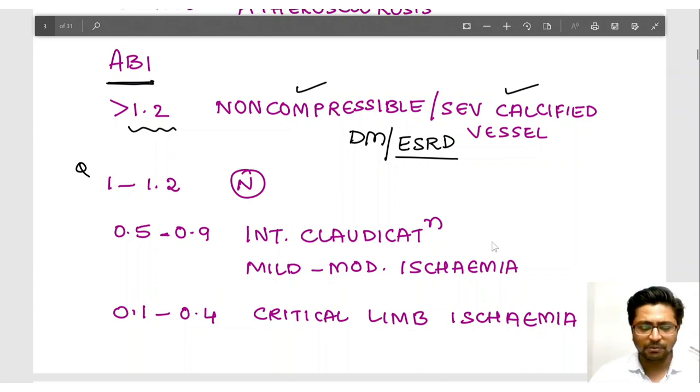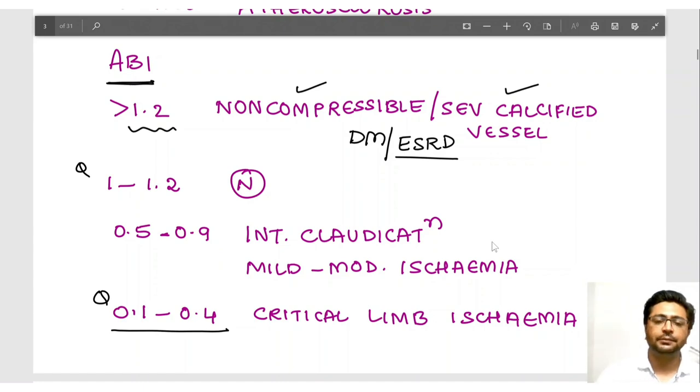If the ABI is between 0.5 to 0.9, it is nothing but intermittent claudication, and this is seen in mild to moderate ischemia. If there is critical limb ischemia, this is the other important MCQ question, ABI would be between 0.1 to 0.4.